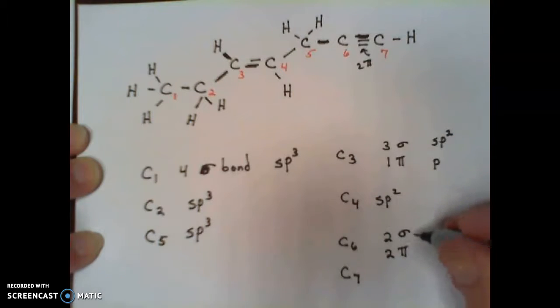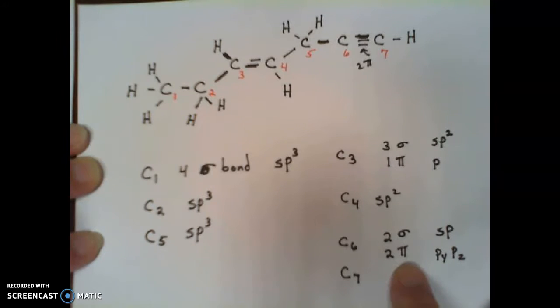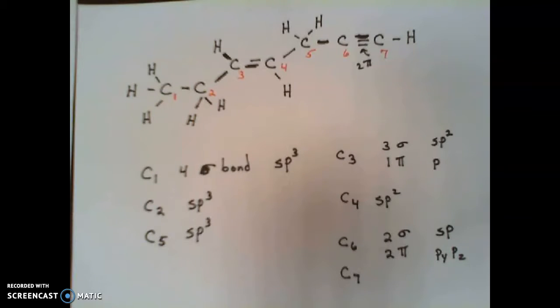All right, so in order to form the 2 sigma bonds, the atom hybridized its s orbital with just 1 of its p orbitals to have sp hybridization. It left 2 p orbitals, the py and maybe the pz, unhybridized to participate in these pi bonds. And C7 is the same as C6. So whenever you see a triple bond, you're looking at sp hybridization.